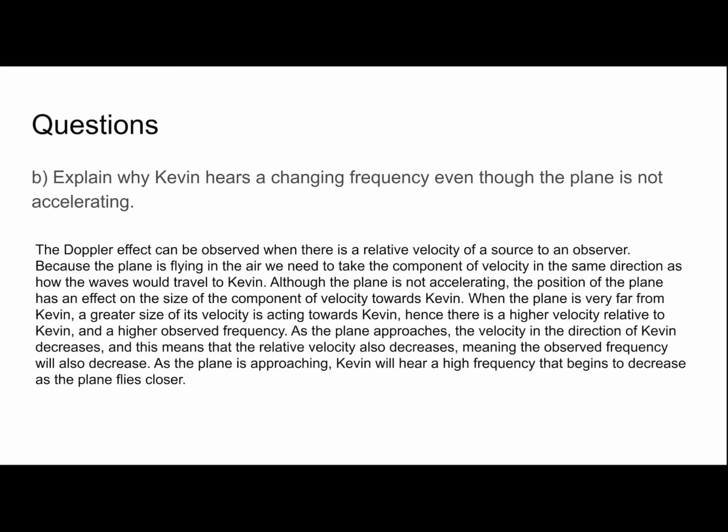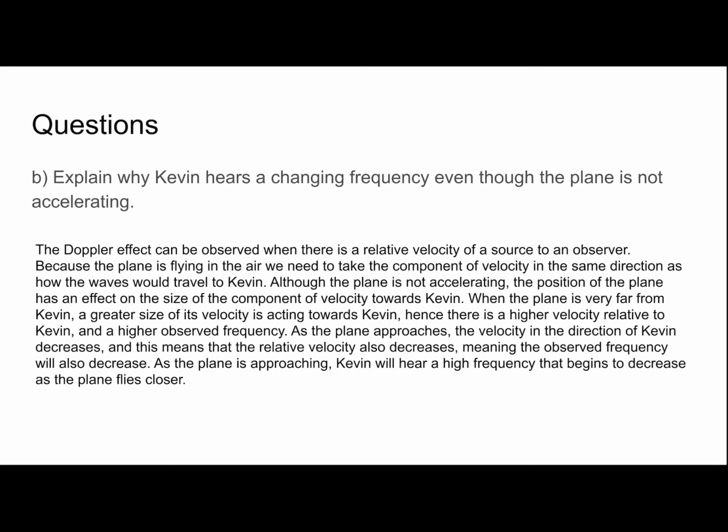Whereas for this question, the Doppler effect can be observed when there is a relative velocity of the source to an observer. Because the plane is flying in the air, we need to take the component of velocity in the same direction as how the waves will travel to Kevin. However, the plane is not accelerating. Even though the plane is not accelerating, the position of the plane is having an effect on the size of the component of velocity towards Kevin.